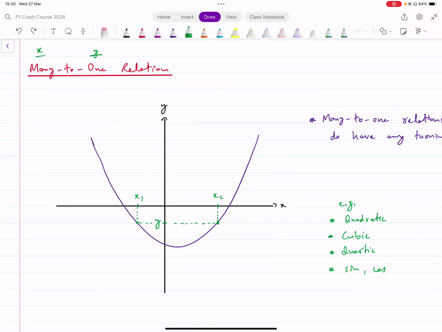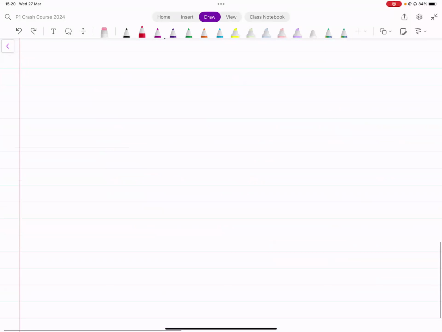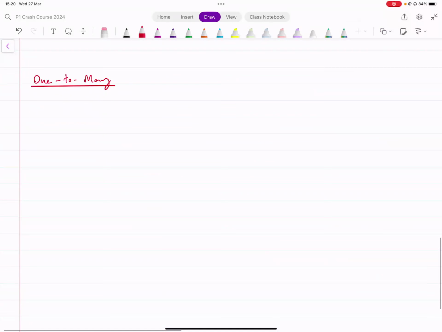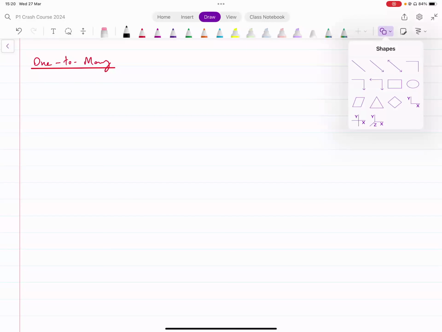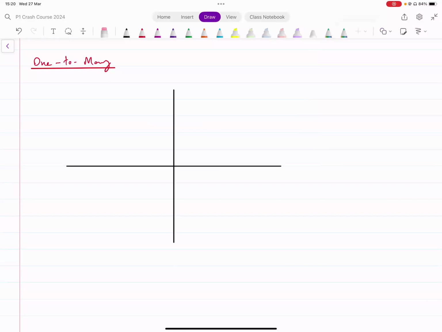All right. Then you have two other types of relations, which are one to many and many to many. Let's look at those quickly as well. One to many. Let's start with this first of all. One to many basically looks something like this. You could have a graph like this, and let's say you have this. This is a one to many relation.